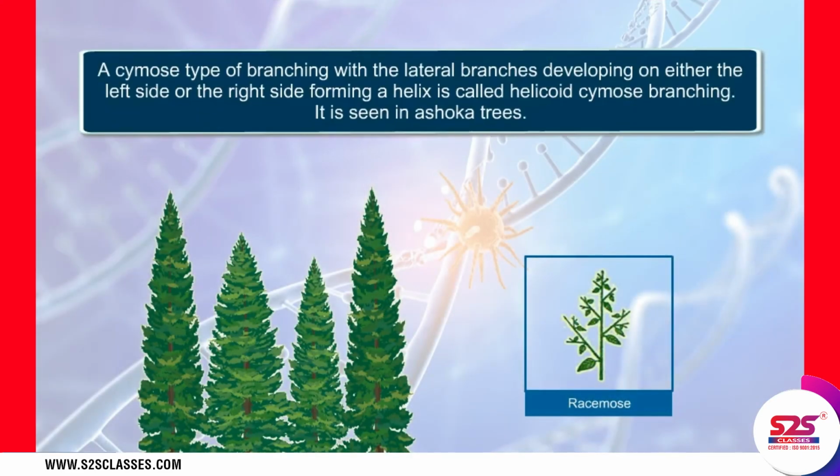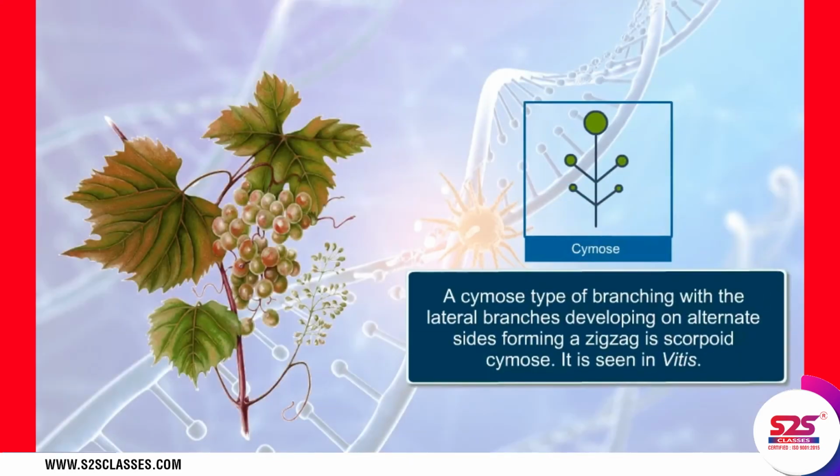A cymose type of branching with the lateral branches developing on either the left side or the right side, forming a helix, is called helicoid cymose branching. It is seen in ashoka trees. A cymose type of branching with the lateral branches developing on alternate sides, forming a zigzag, is scorpoid cymose. It is seen in vitis.